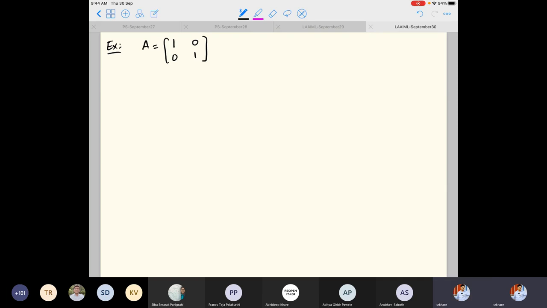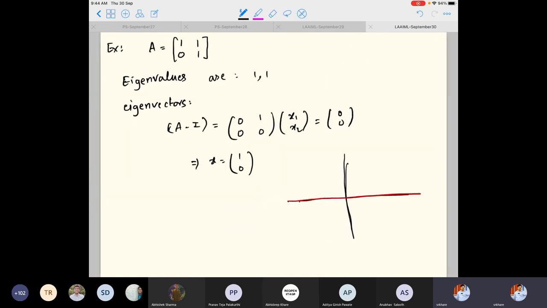What are the eigenvalues? So 1, 1. Correct. 1, 1 are the eigenvalues. So lambda 1 is equal to 1. Lambda 2 is also equal to 1. Exactly like in the earlier case, you had two eigenvalues, and both of them were the same, 1, 1.